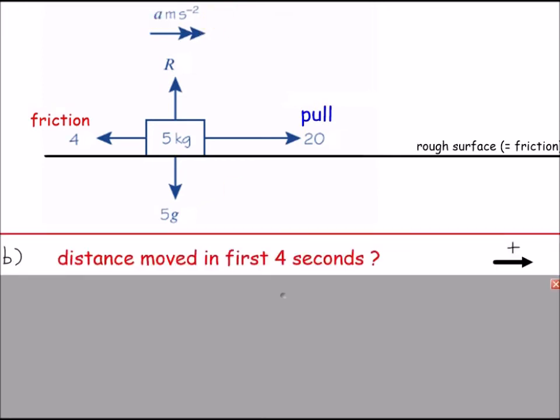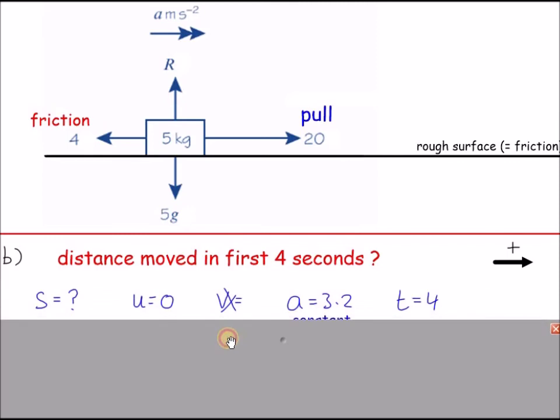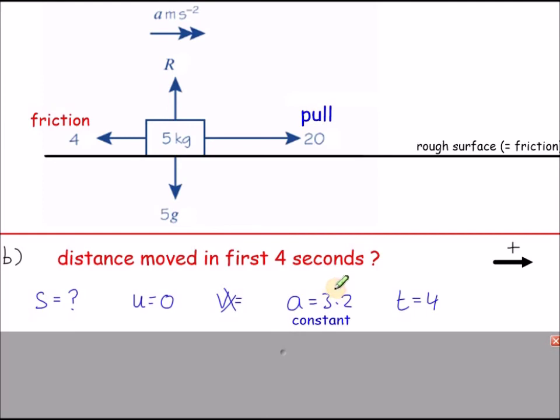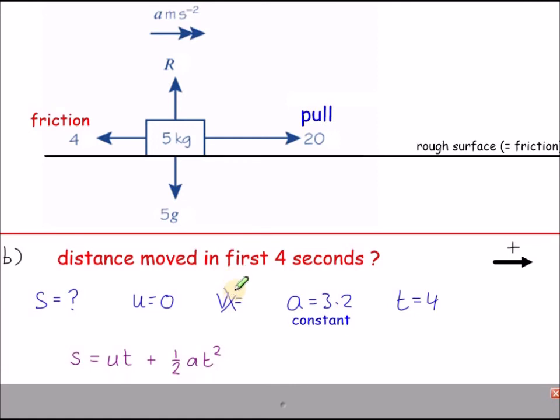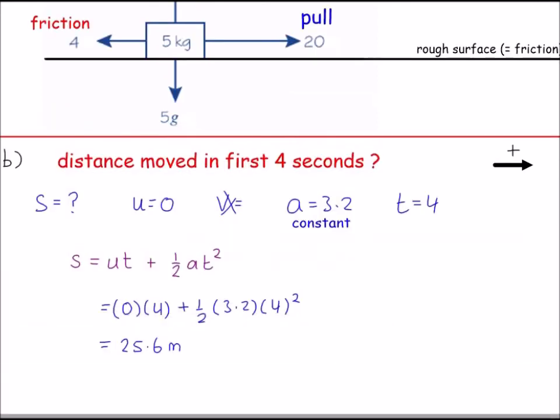Part B, what's the distance moved by this object in the first 4 seconds? So we know the acceleration was a constant, so this is a SUVAT problem now. So s is what we're after, that's the distance. Initially, the mass was at rest, so that's 0. We don't want v, so I've crossed that one out. Acceleration we have already, we've worked it out, and it's a constant, and t equals 4. So we need a formula without v, which is this one, and then just substituting the values in, and we solve. So the distance moved in the first 4 seconds, 25.6 meters.